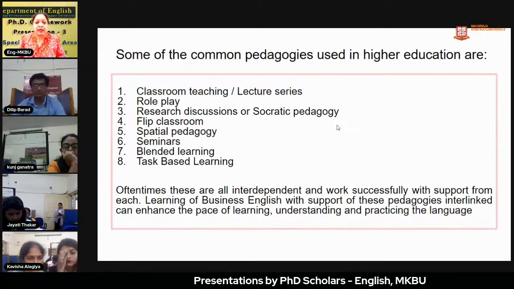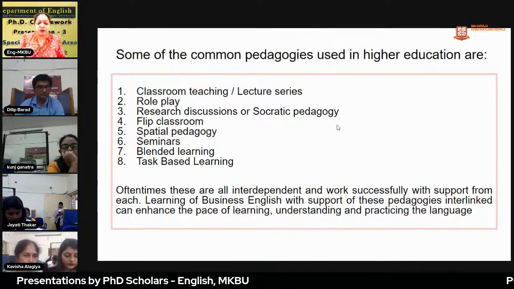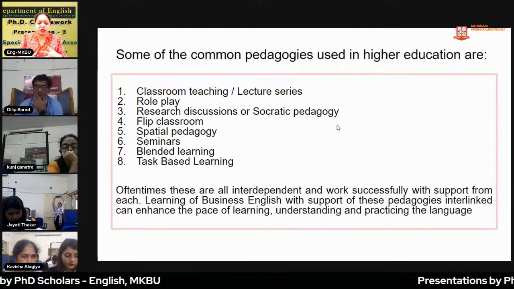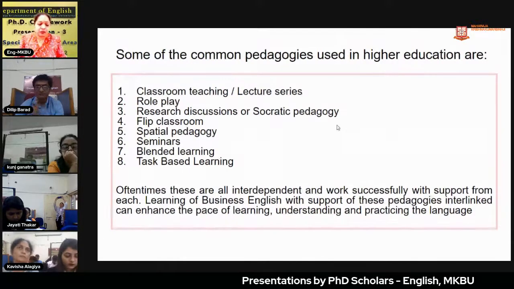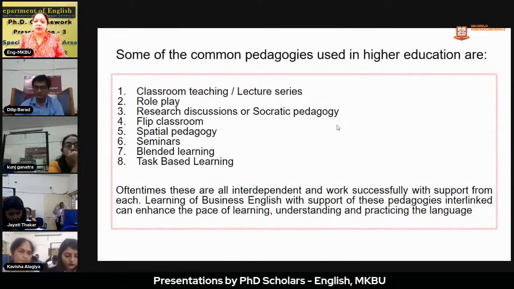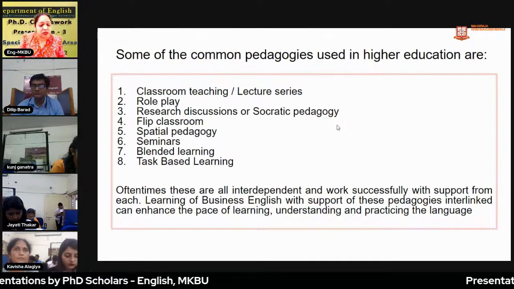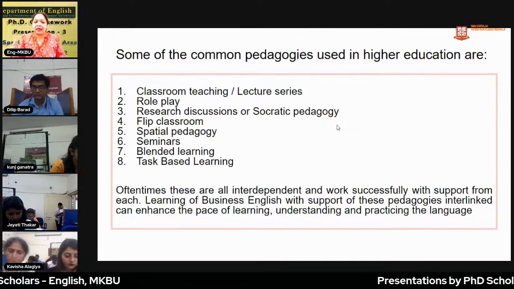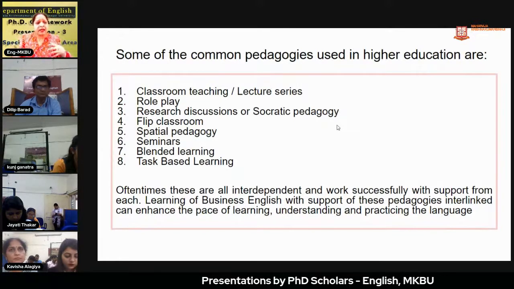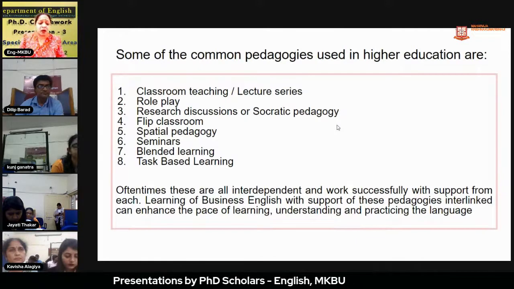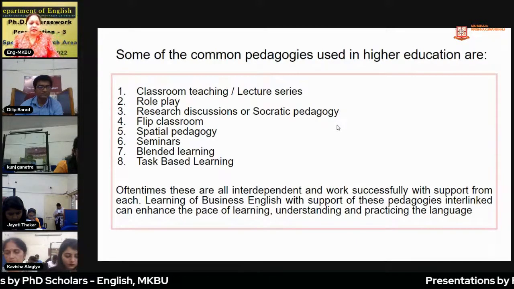Blended learning, as in it's a blend of both. It's a blend of a flip classroom, a role play, or classroom teaching. There can be various pedagogies that an educator can use. Task-based learning is where the teacher or the educator is going to give a task to the student, and they are expected to carry the task outside the classroom and review it and give their own opinions on what they learned from that particular task.